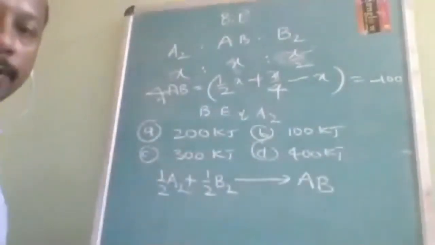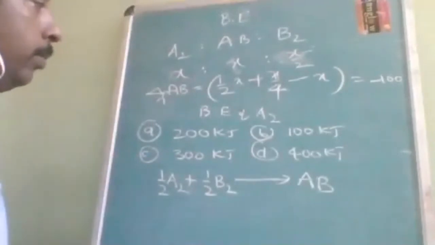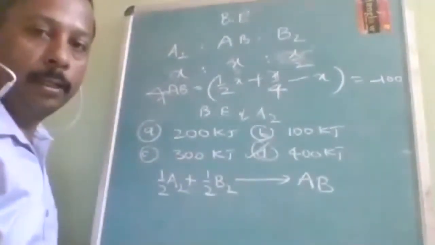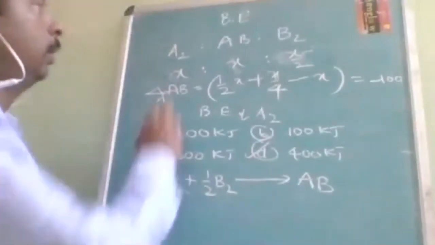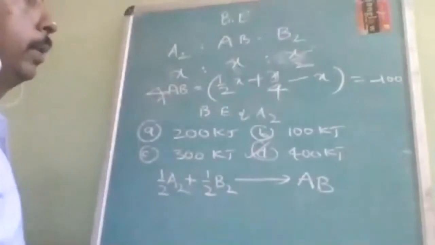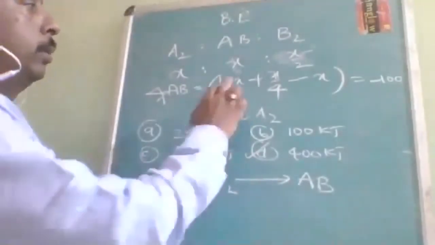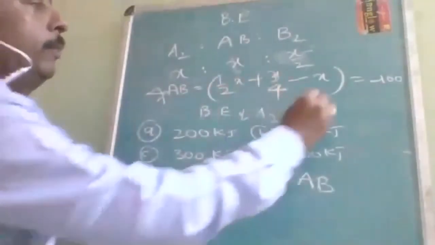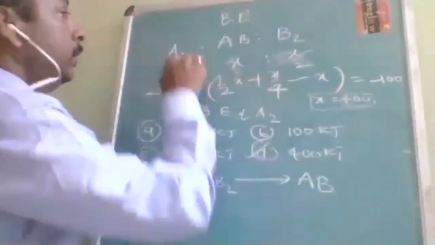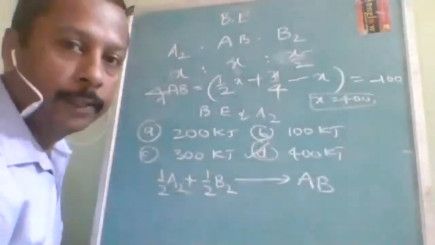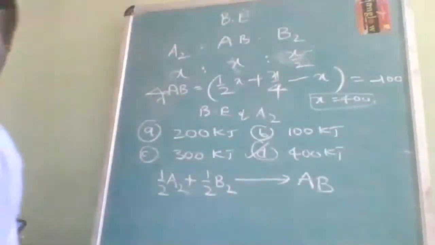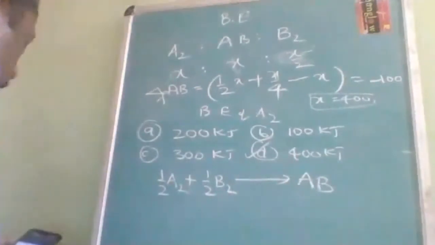So on simplifying, you are going to get 400 kilojoules. What is the bond energy of A2? That means we have to find x. Any doubt about this? On simplification, x is equal to 400. x itself is the bond energy of A2. Is it understood, students? Okay, next question.